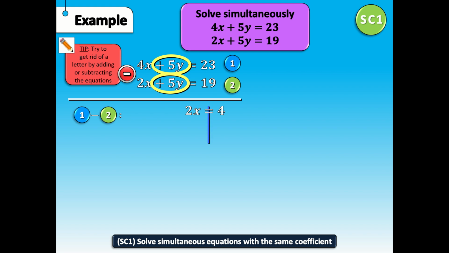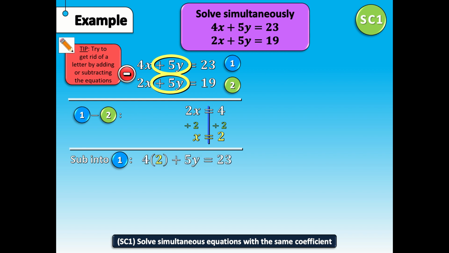And now we can find out what x is if we divide both sides by 2 to get rid of the 2 on the x. So x equals 2. 4 divided by 2 is 2. So x equals 2. Now we know what x is, we can use this to find out what y is. And we can substitute x equals 2 into either of the equations. It doesn't matter which one, I'm going to substitute it into the first equation.